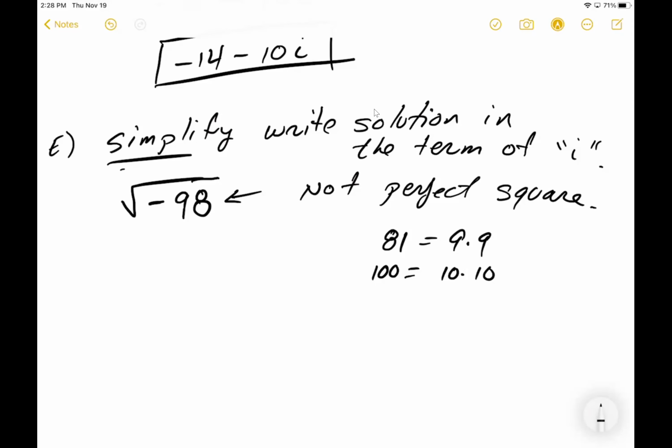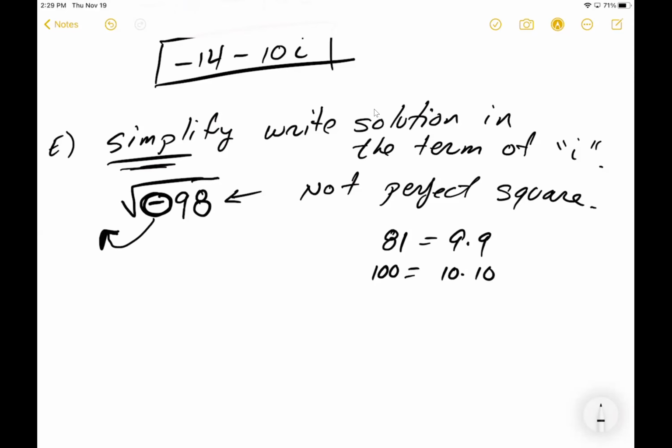Basically they ask you, can you simplify by taking out a hidden perfect square? So for me, this is what I do first, ladies and gentlemen. If I see a negative number, and in this case there is a negative number, what can you bring to the outside? That's what you want to ask yourself first.